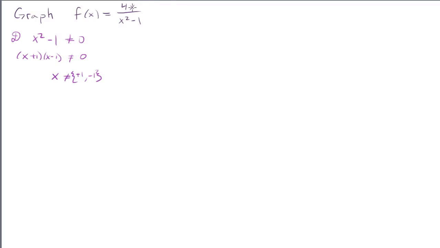Now, since the numerator is 4x, it doesn't cancel out, they don't reduce. That means that we have vertical asymptotes at x equals 1 and x equals negative 1. There's vertical asymptotes at both those spots. We've done the domain. Let's take a look at the zeros.